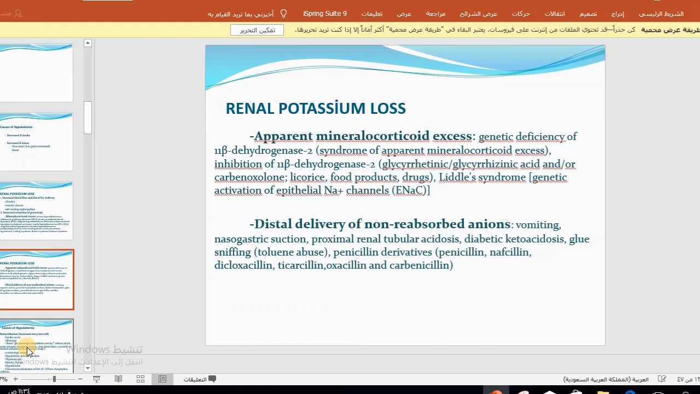aberrant mineralocorticosteroid excess, genetic deficiency of the 11 beta hydroxysteroid dehydrogenase enzyme, and it can be acquired or congenital, acquired due to licorice intake. Or some condition like Liddle syndrome, which is a genetic condition that is autosomal dominant, and in such a condition, the sodium channels keep open due to the autosomal dominant mutation.